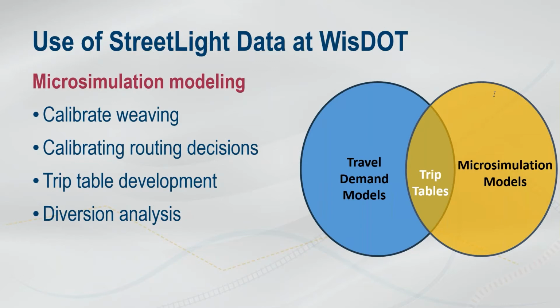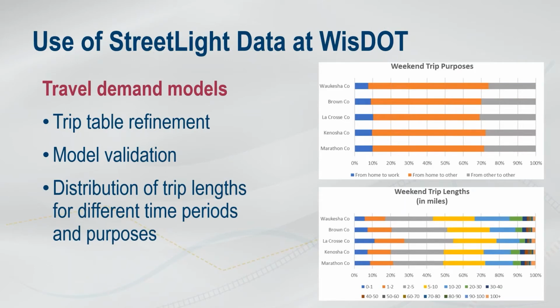We do have travel demand models for most of the areas we're building simulation models, but in a lot of cases, the zone structure and source data is not as granular as what's needed for the simulation models. So the StreetLight data has been used to supplement those trip tables from the travel demand models. For our travel demand models, we've used StreetLight data to refine the trip tables so the model volumes better match count data and the validation parameters are improved.